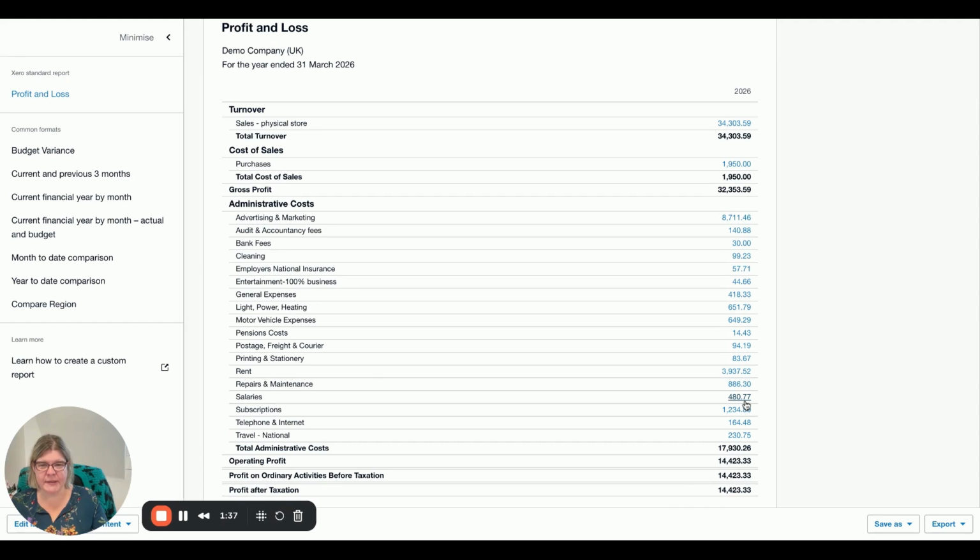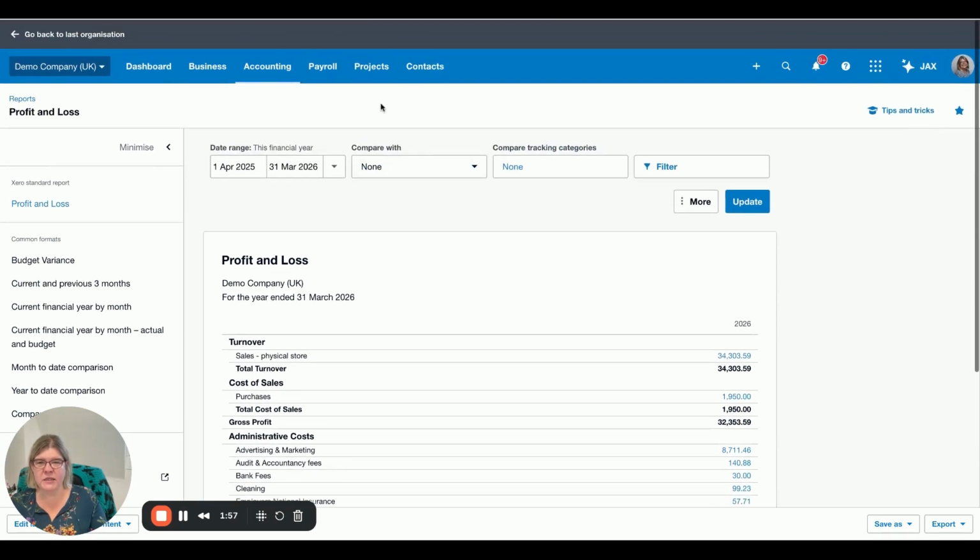There's the £480.77. That's the gross cost to the business, because the national insurance and the tax that's deducted on Jack's behalf is the cost to Jack, because we're going to pay him the net amount. So the gross cost to the business is £480. You should be able to see the pension cost, there's the £14.43, and the employer's national insurance there. But what it also then does is create the liability.